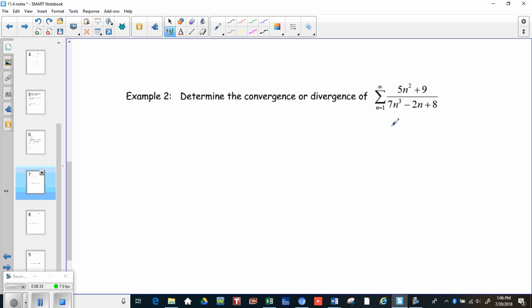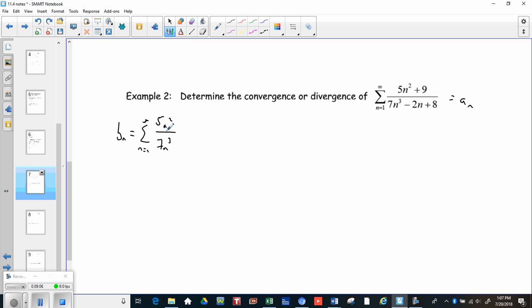All right. Determine the convergence or divergence of this rational function right here. What you should see is that the dominant term on the top is this n squared term. The dominant term on the bottom is this n cubed term. So our b sub n is going to be 5n squared over 7n cubed. The sum is n equals 1 to infinity. And again, this is a sub n up here.